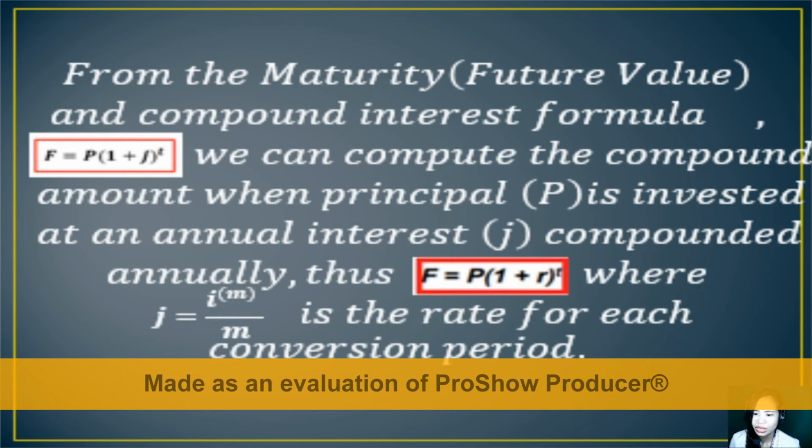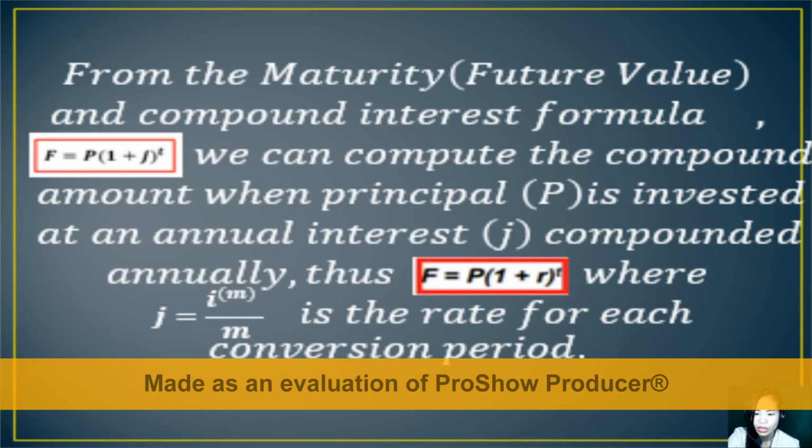So from the maturity value or the future value in compound interest formula, F equals P times the quantity of 1 plus i to the power of t, we can compute the compound amount when principal is invested at an annual interest compounded annually. Thus, we have future value is P times the quantity of 1 plus j raised to the power of t, where j is your nominal rate divided by the frequency of conversions, m. This is the rate for each conversion period.